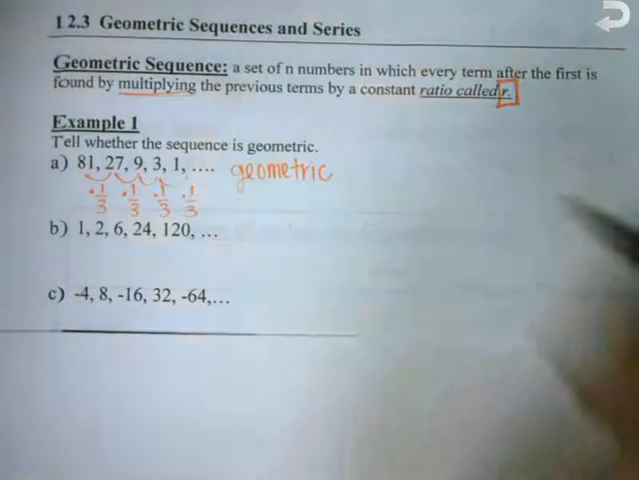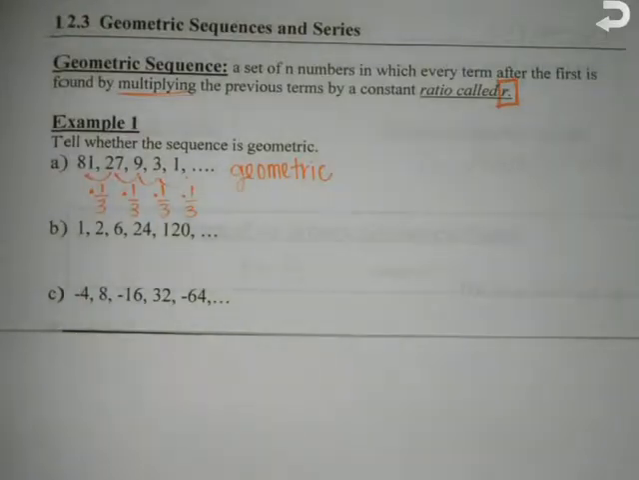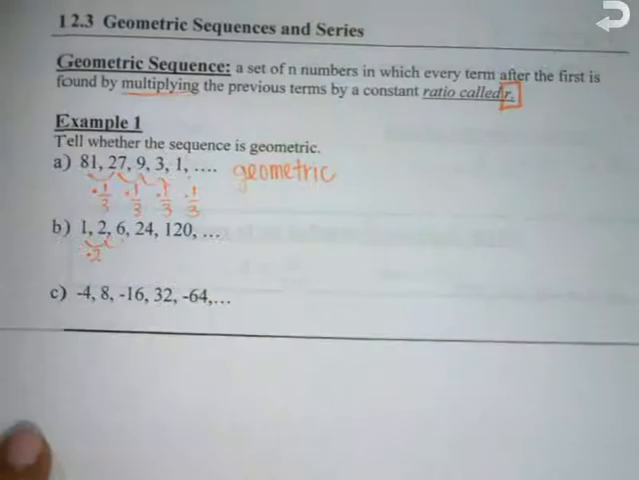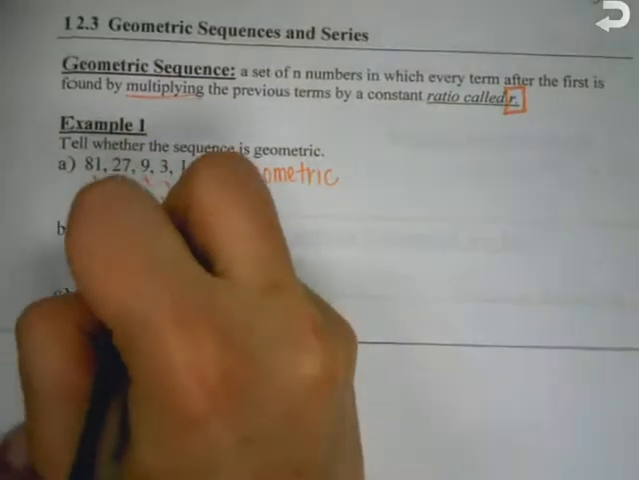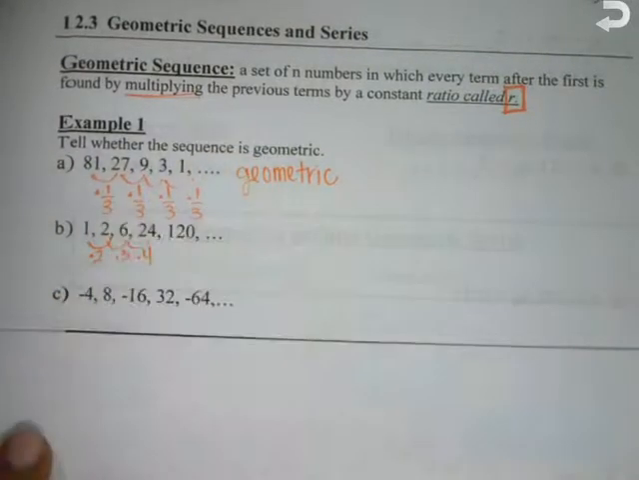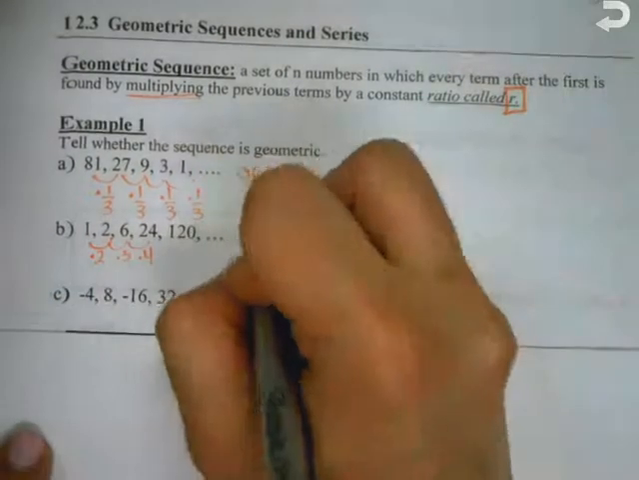Okay. So check B and C for me. Are they geometric? Part B. What am I multiplying by to get from 1 to 2? Times 2. What about from 2 to 6? Times 3. 6 to 24? Times 4. So is this one geometric? No, not geometric.